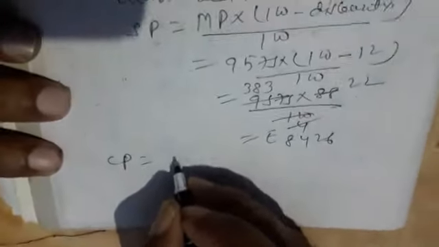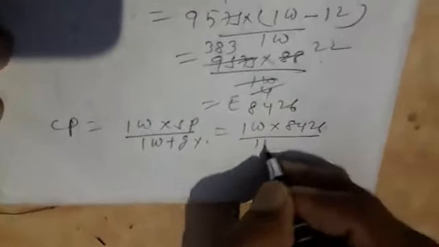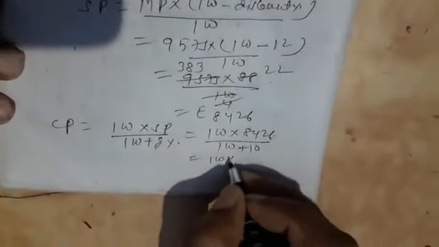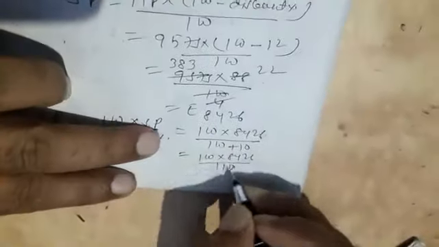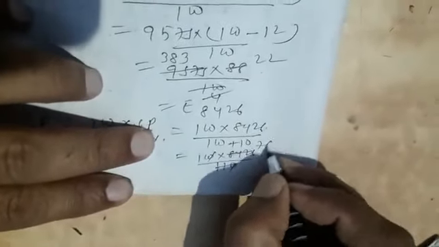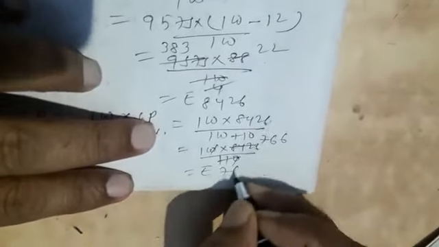Now we have to find cost price. CP is equal to 100 into SP by (100 plus gain percent). Here gain percent is also given. So 100 into 8426 by (100 plus 10), means 100 into 8426 by 110. 0 0 cancel. 11 7 is 77, 11 6 is 66, and 11 6, means rupees 7660.